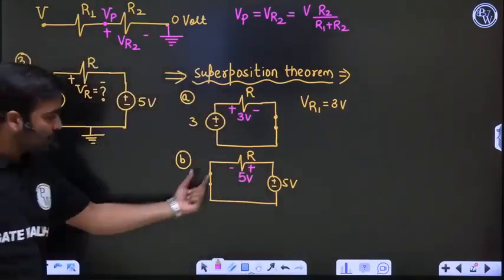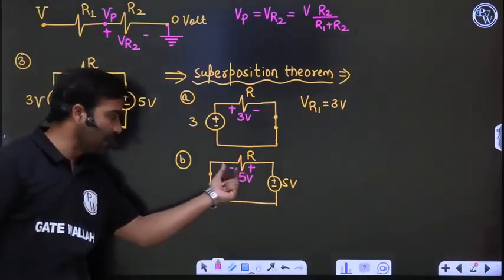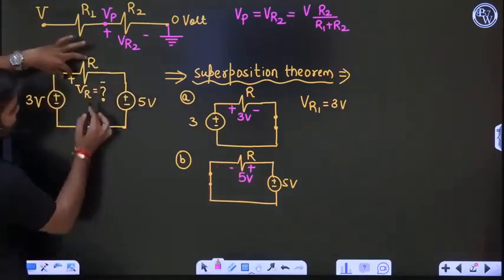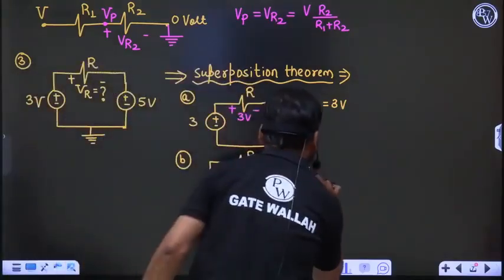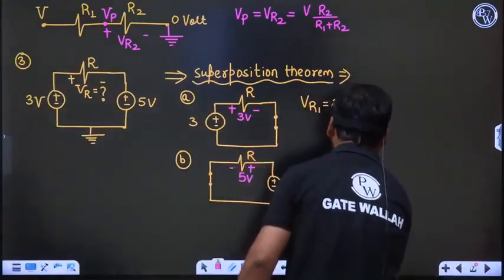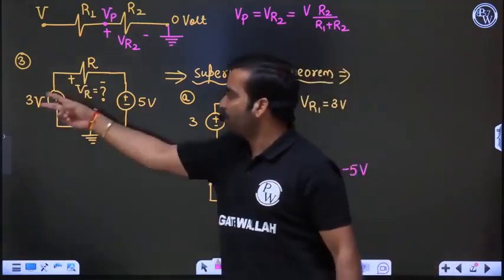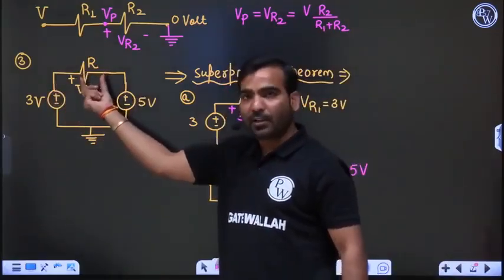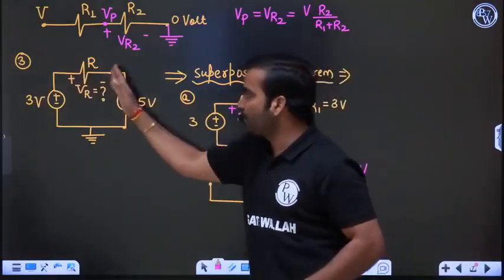Now see, this 5 volt polarity is right side plus, left side minus. Match it with the VR given in the question. VR polarity is plus here, minus here. Reverse polarity means minus voltage. So we can say this is your VR2, which is minus 5 volt, because we are finding the response across this resistor R because of the 3 volt and because of the 5 volt. The overall voltage is VR, whose polarity is left side positive, right side negative.